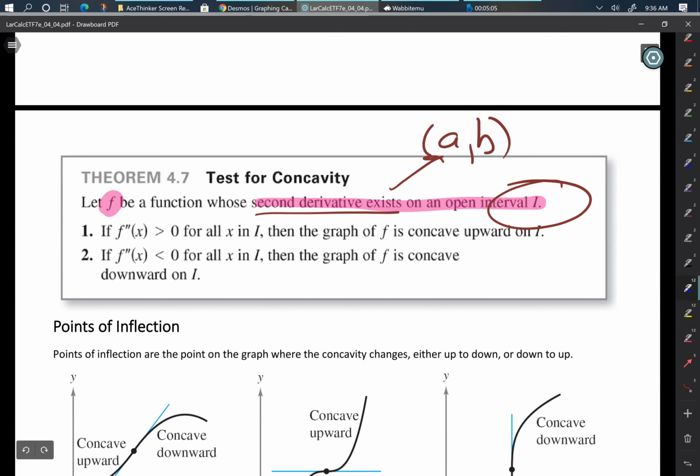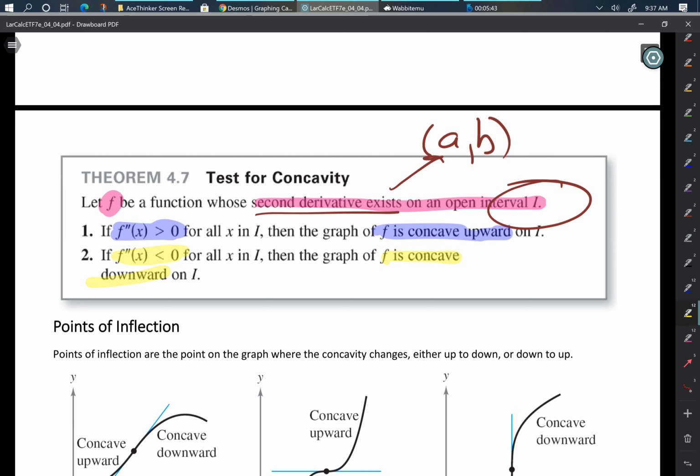And the test for concavity simply says that if the second derivative is positive, then the graph is concave upward. And if the second derivative is negative, then the graph is concave downward. Now, I know what you should be thinking right now is, hey, this looks like the test for increasing and decreasing. And essentially it is. The test for concavity is the same process as the test for increasing and decreasing. It's just the test for increasing and decreasing uses the first derivative, whereas the test for concavity uses the second derivative. But we essentially do the same thing.